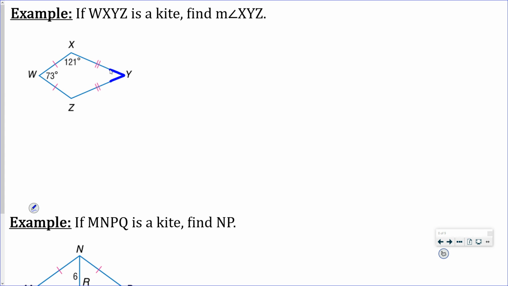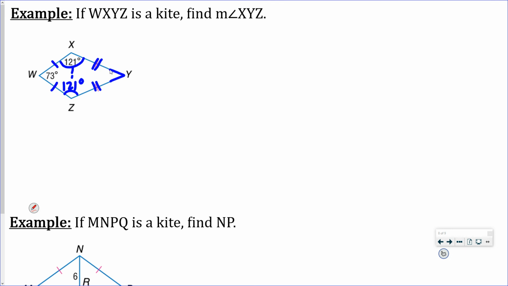So if you're tempted to say 73, that thinking is wrong, because 73 is formed by 2 congruent sides. So I have to look for the angle that's formed by 2 non-congruent sides, which is 121. And that's going to be congruent to the other angle formed by 2 non-congruent sides, which would be angle Z. That'd be 121.